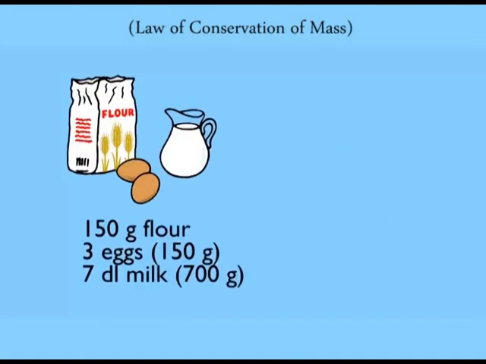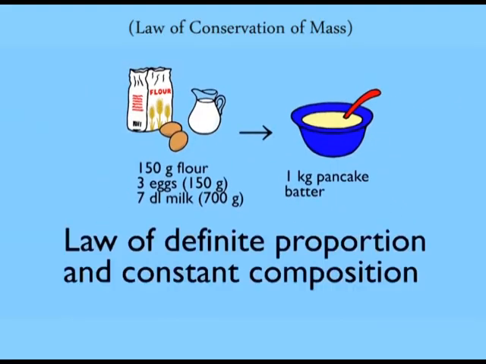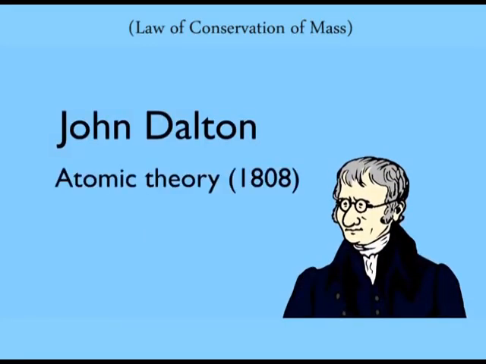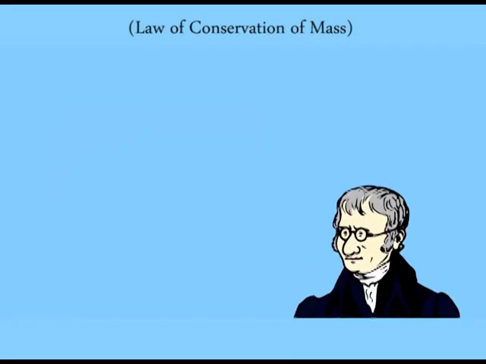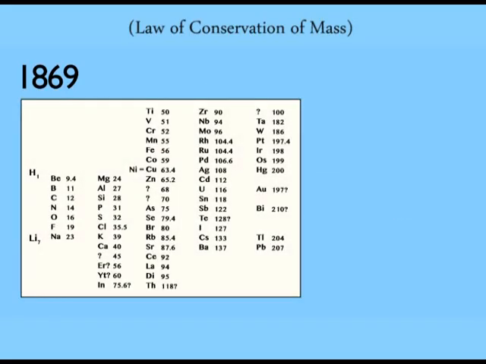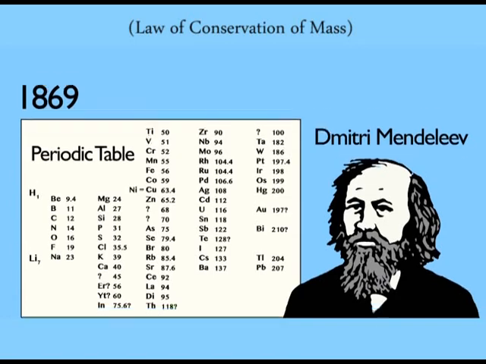These experiments on combining weights also showed that elements combine in fixed ratios, the law of definite proportion and constant composition. And they led Dalton to publish his atomic theory in 1808. Modern chemistry had started. By mid-19th century, only half of the elements had been discovered, but enough to enable Mendeleev to produce his famous periodic table in 1869. Chemical equations began to be written as we know them today.